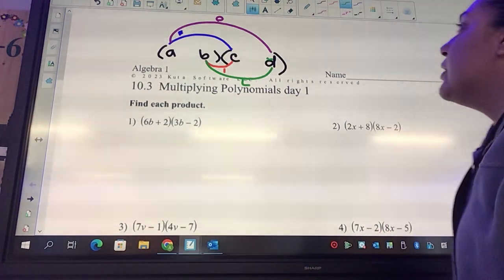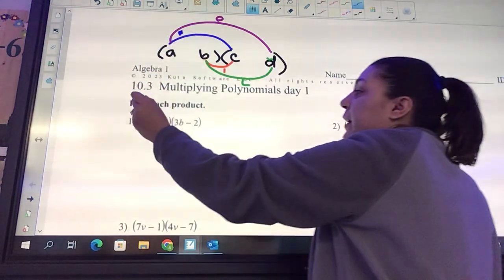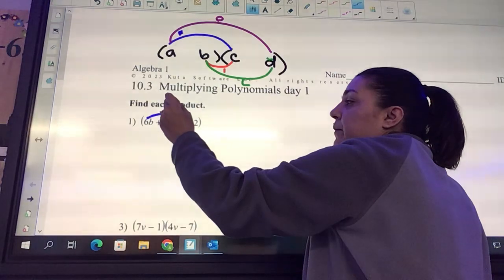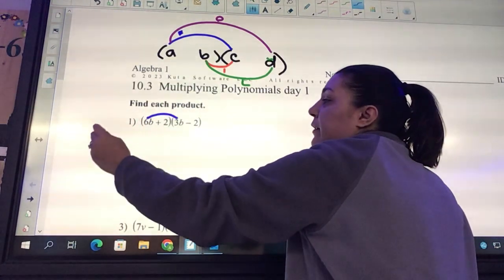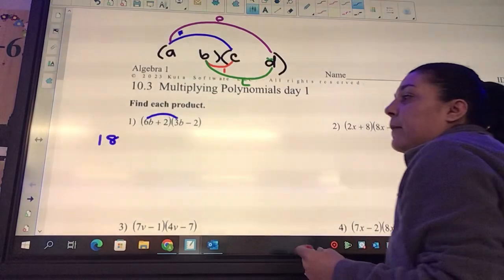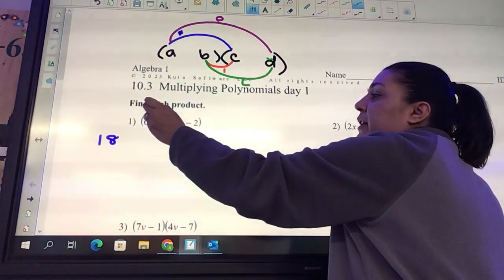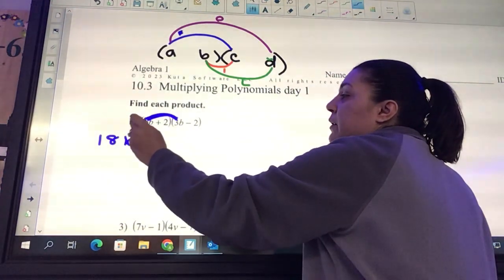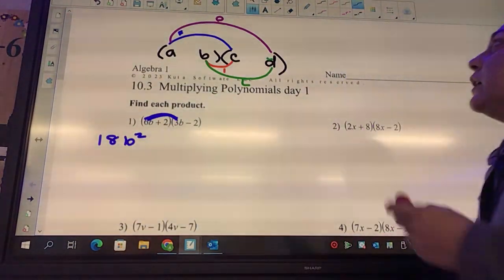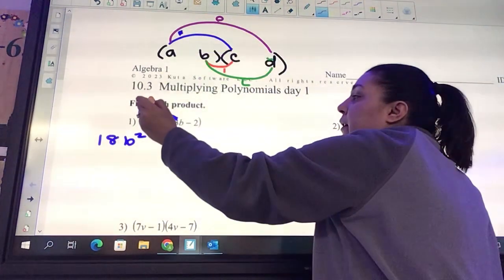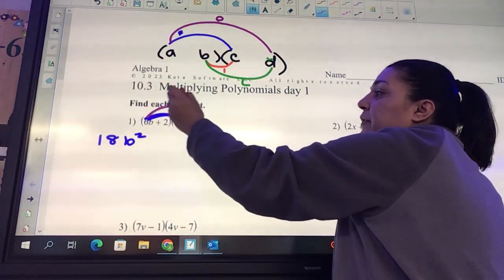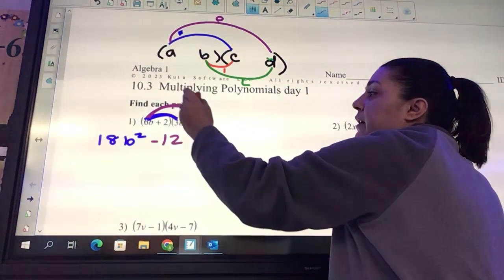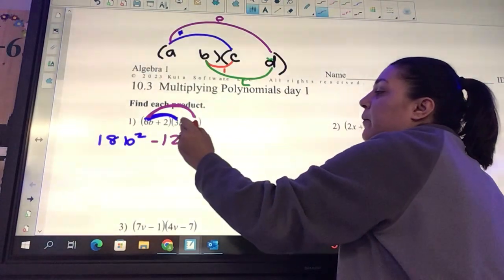So if we look at this first one, I'm going to multiply this first piece times this first piece. So what is 6 times 3? 18. Now from here to here, just like we did yesterday, how many B's are there? 2, so it's going to be B2. Then moving on, you're going to go from here to here. So 6 times -2, -12. How many B's are there from here to here? 1.